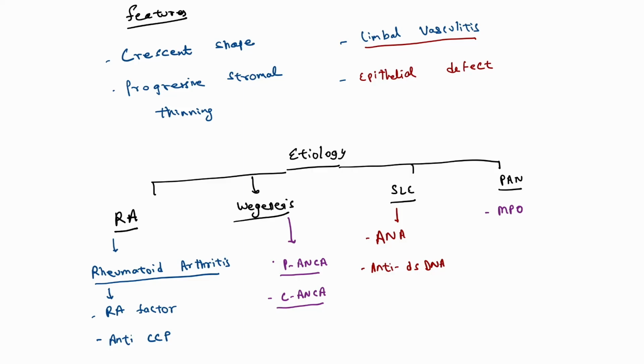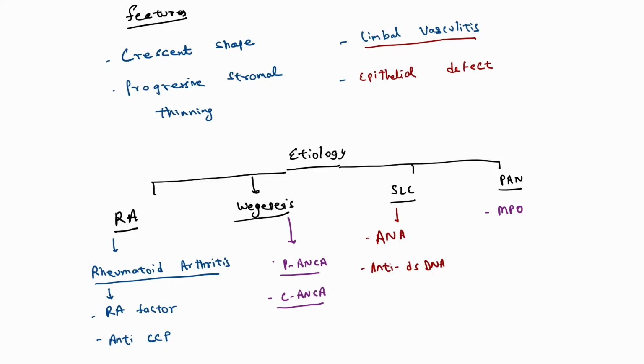So what causes this PUK? What are the systemic diseases associated with this disorder? First and most common is RA, rheumatoid arthritis. The tests to confirm are RA factor and anti-CCP. Anti-CCP is more specific than RA factor.